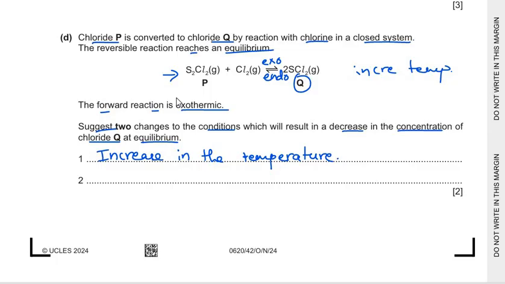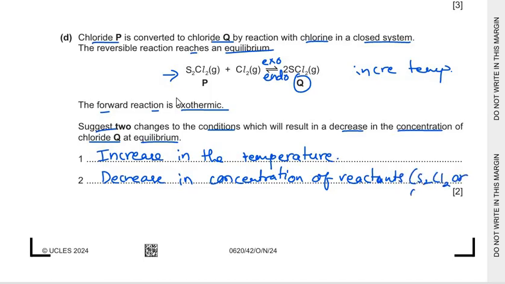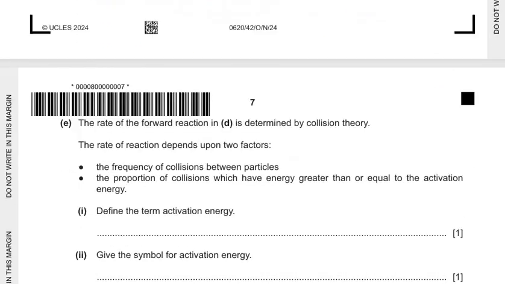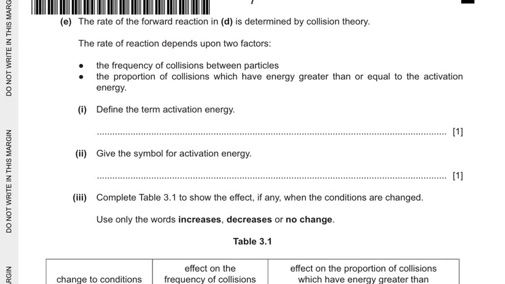And the second factor can be a decrease in the concentration of reactants. You can write in the bracket S2Cl2 or the chlorine itself. That can also happen, or you can specifically write the name of the reactants, that is also acceptable. So these are the two factors that are going to decrease the concentration of the product.